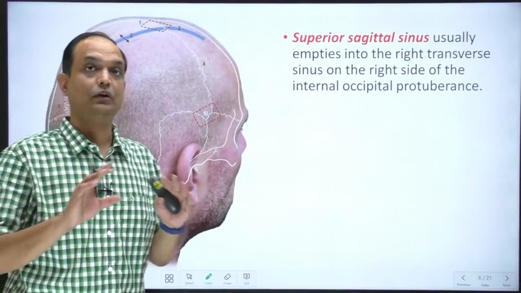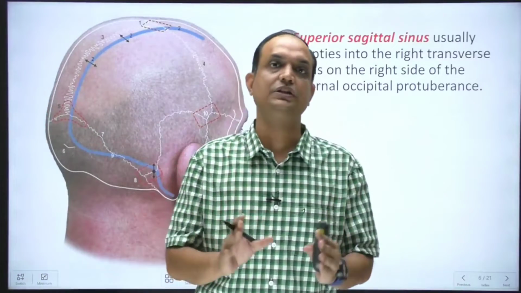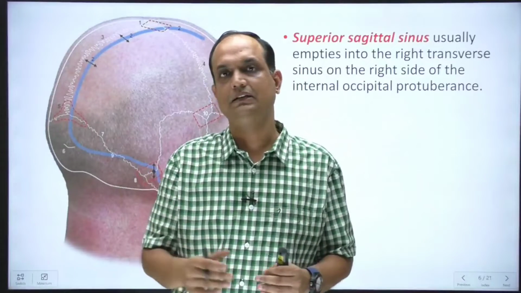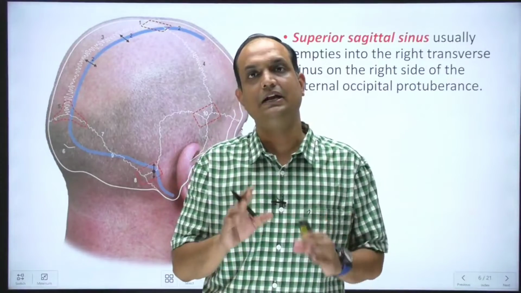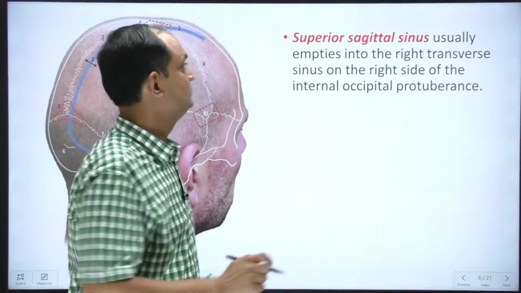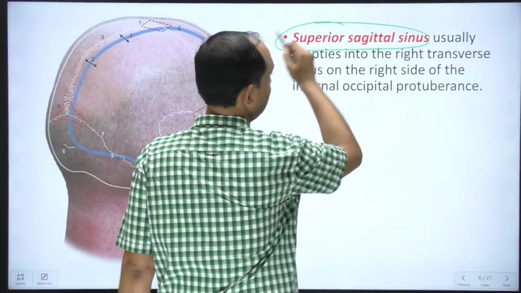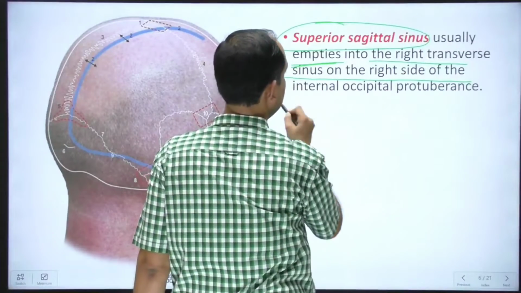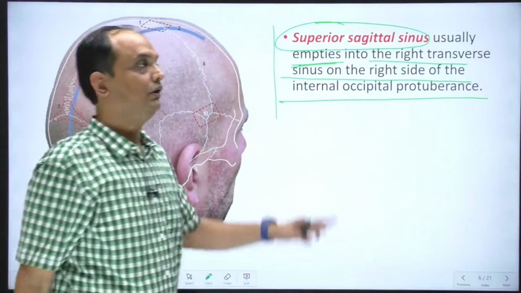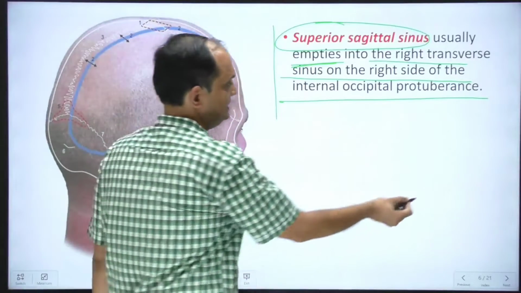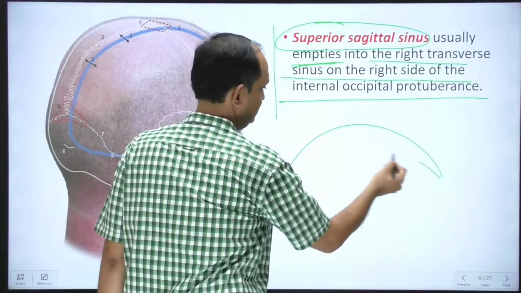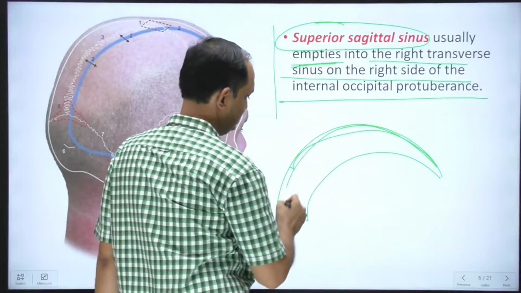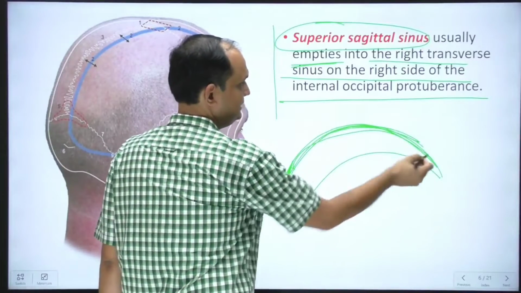Now we will see the overall location and their positioning inside the cranial cavity. We are not discussing each and every sinus in detail, that will take place in the coming classes, but today we should understand the positioning of each and every sinus. So the first is superior sagittal sinus. It usually empties into the right transverse sinus on the right side of the internal occipital protuberance. What is the location of the superior sagittal sinus? When you see the fold of the dura, known as falx cerebri, along its superior border you have the sinus, and this sinus is known as superior sagittal sinus.